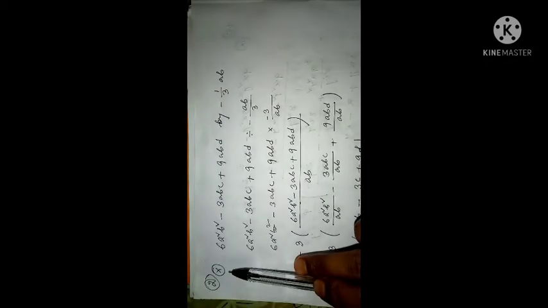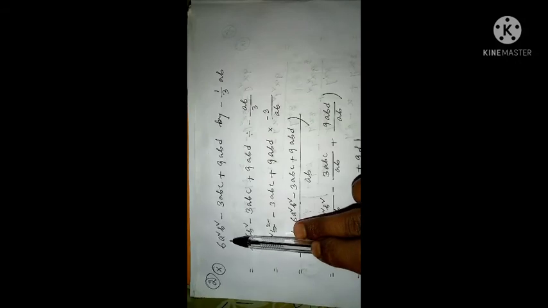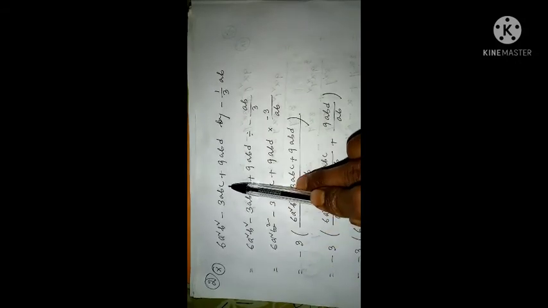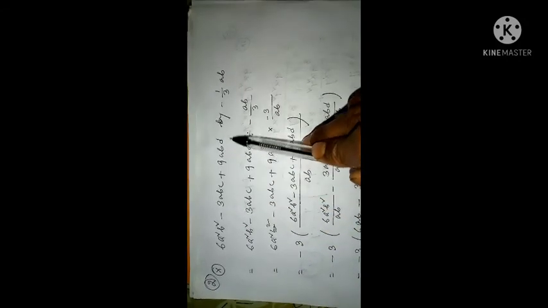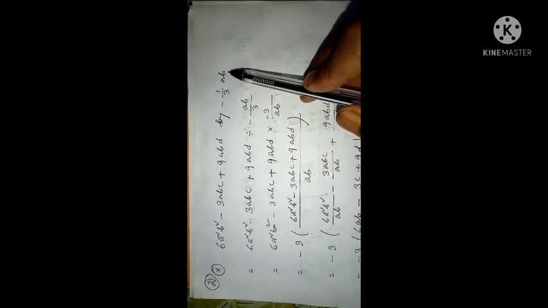Then I'll solve the last question of the exercise, and the remaining questions are given to you as homework. Now see, this is your 10th question. The question is 6a square b square minus thrice abc plus 9abd by minus 1/3 of ab.